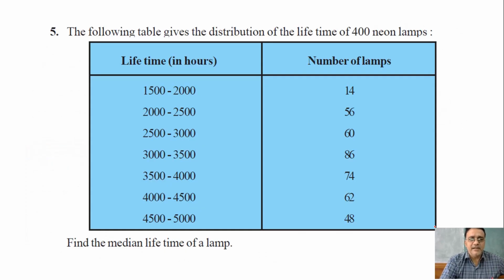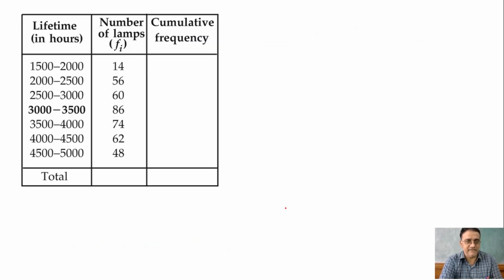The following table gives the distribution of the lifetime of 400 neon lamps. So total frequency is already given, and we have to check whether the class interval is continuous or not. Continuous hai, exclusive form hai. Yes, sir. Okay, so hum log phir ek hi column banayenge, extra CF.